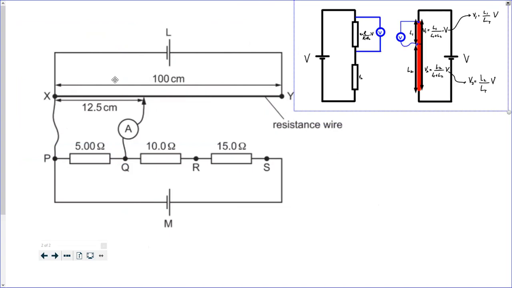So they have said that this length 12.5 is balanced by the resistance PQ. So whatever the potential drop across the 12.5, if we use the length formula, we get the potential drop across the 12.5 length out of the whole length of 100 centimeter. So 12.5 out of the total length 100 times the voltage. Voltage was L.